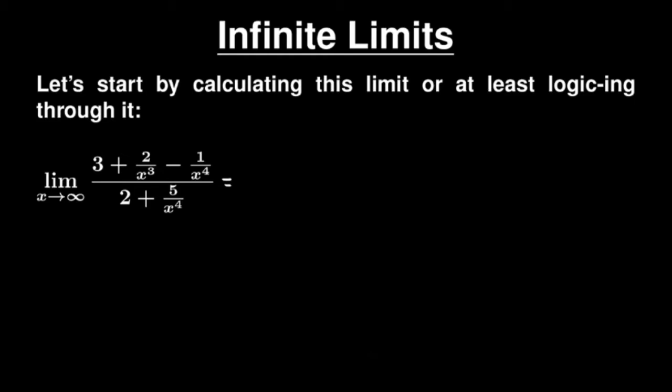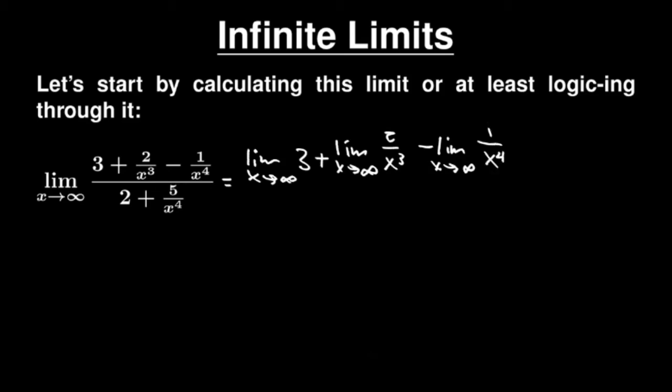Use logic to get through it. Alright, so we see that we have the limit as x approaches infinity of something. So let's do that to each term. So to that 3. And then taking the limit as x approaches infinity of 2 over x cubed. And then same thing, just continuing on to all of those terms. Now we can do the same thing to the denominator as well. Alright, to 2, and then same thing to 5 over x to the 4th.